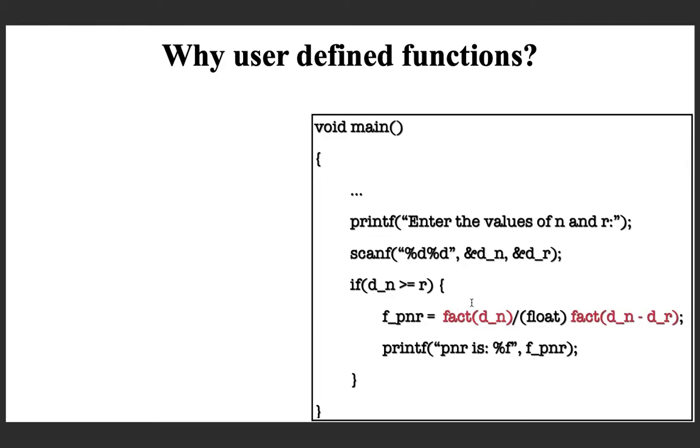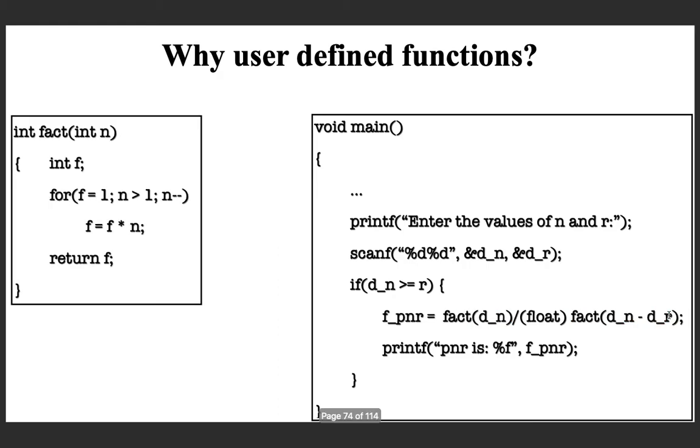Now here what I did is I assumed that there is a user defined function to find factorial. So I can just make a call to that to find the factorial of the decimal number n, and the same function can again be called to find the factorial of dn minus dr. This is exactly what I need. So I assume the existence of such a function which I can define.